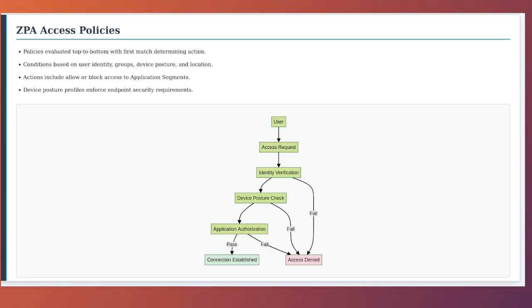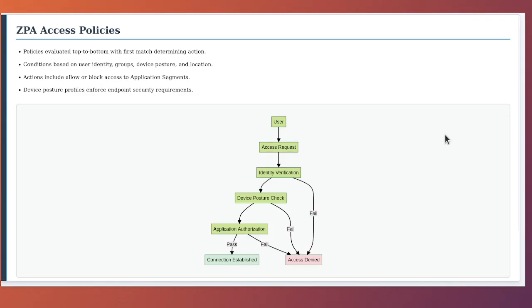Zscaler access policies are evaluated in order from top to bottom. When a user requests access to an application, Zscaler evaluates each policy rule sequentially until it finds a match. The first matching rule determines whether access is allowed or denied. This means that rule ordering is critical, and more specific rules should generally be placed before broader rules.